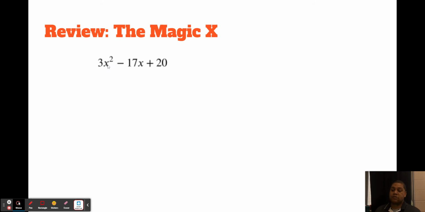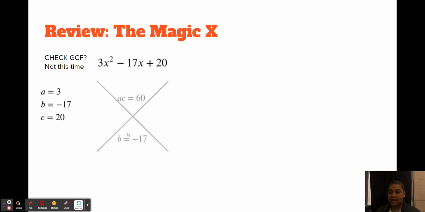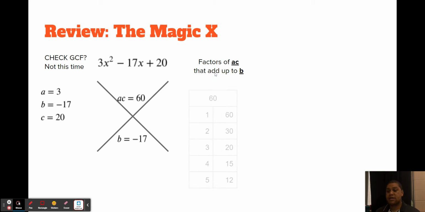So you guys remember this, right? Magic X, 3x squared minus 17x plus 20. I check for greatest common factor. There isn't one. We're good. And then I figure out that A is 3 and B is negative 17 and C is 20. Then I draw my X and I put A times C up top and B in the bottom. So 3 times 20 is 60 and negative 17 is just negative 17. Then I have to find the factors of A times C that add up to B. So factors of 60 that add up to negative 17.